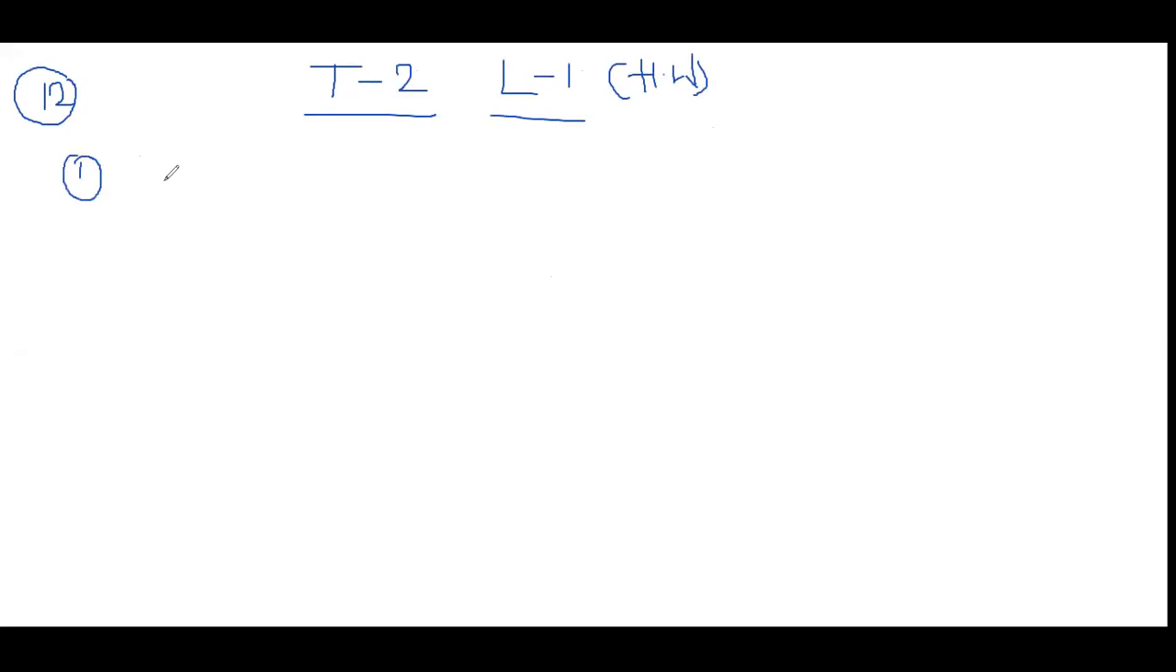Question number 1 is: if x is equal to 3 plus root 5, then find the solution x square minus 6x is equal to dash. This is the question. So anybody ready to give the answer? Can anybody give the answer, please?